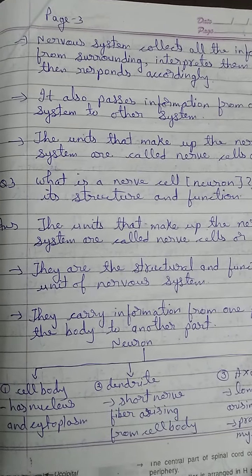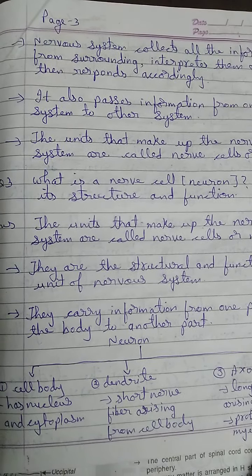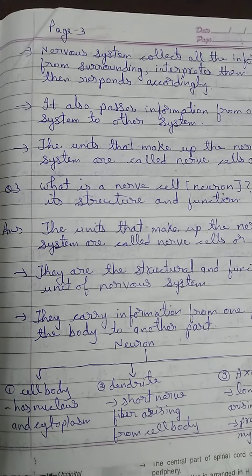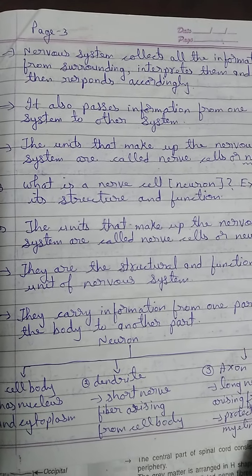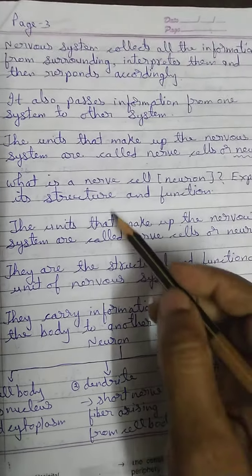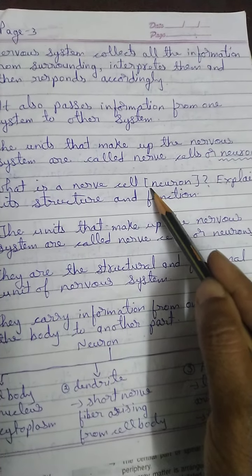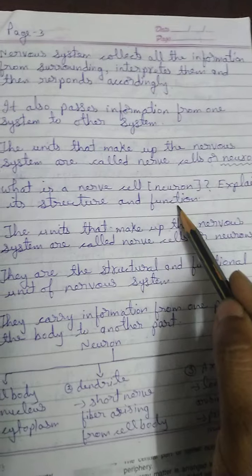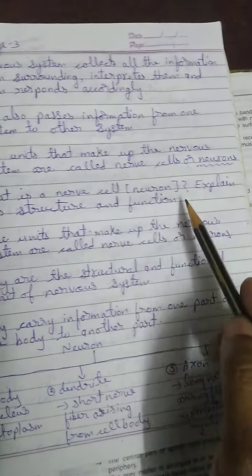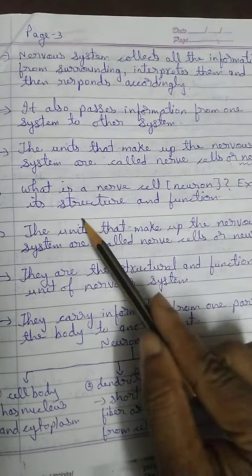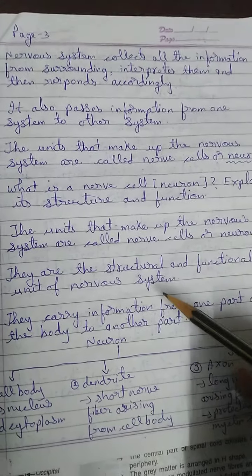Hello students, we are learning lesson 7, control and coordination, and this is video 2 of the chapter, where we are going to study about the nerve cell. We are going to study about the structure of the nerve cell, that is the neuron, and its function. So what is a nerve cell? Explain the structure and function of the neuron.